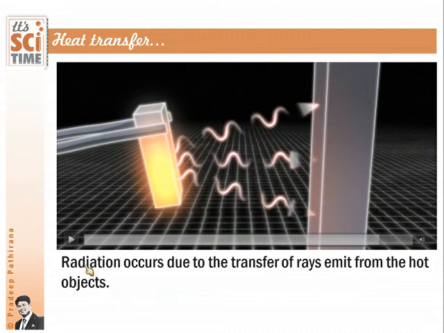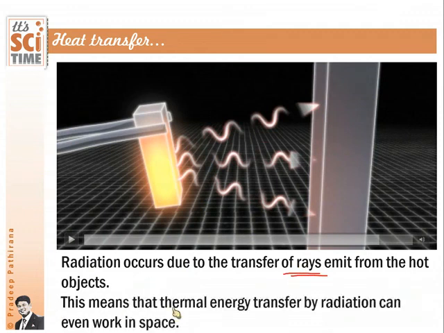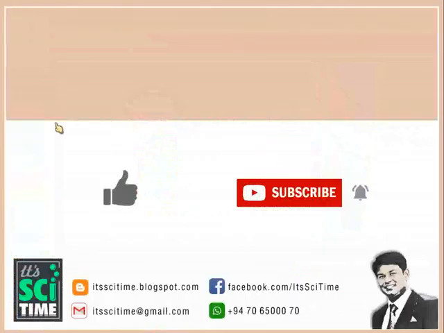See the facts. Radiation occurs due to the transfer of rays emitted from hot objects. Rays traveling here, heat rays. And this means that the thermal energy transferred by radiation can even work in space, even in a vacuum. With that, we mark the end of this lesson. We learned three methods of heat transfer today: conduction, convection, and radiation.